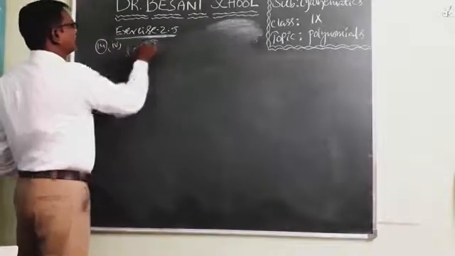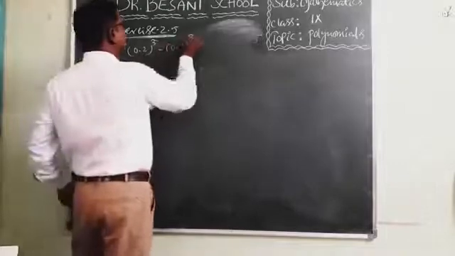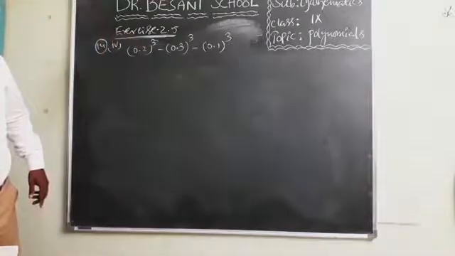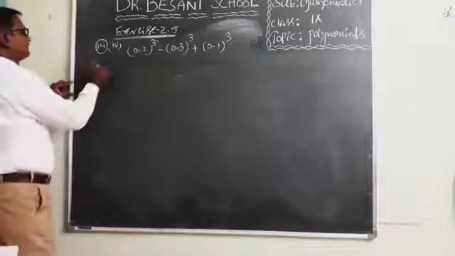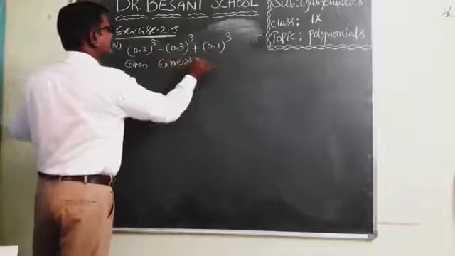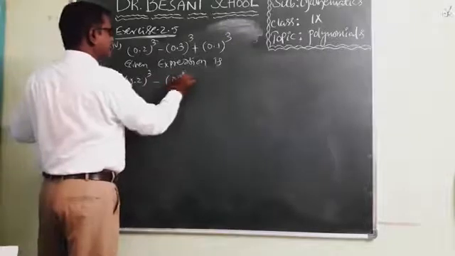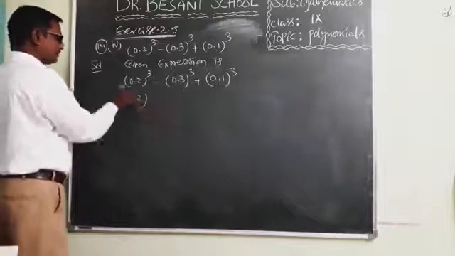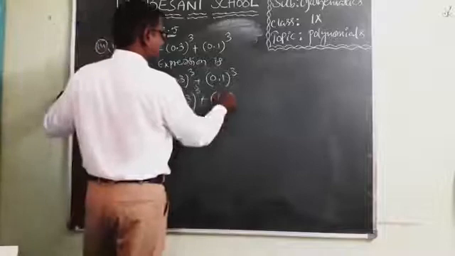(0.2)³ minus (0.3)³ minus 0.1... Concentrate. (0.2)³ minus (0.3)³ plus (0.1)³, not minus. Okay children, verify. See, the given expression is (0.2)³ and (−0.3)³ and plus this is (0.1)³. How I will write? Observe. This is (0.2)³ plus, in the bracket, (−0.3)³, plus, in the bracket, (0.1)³.